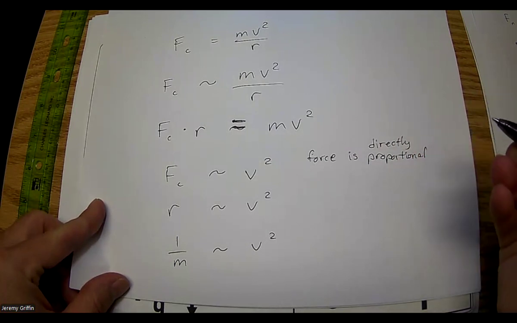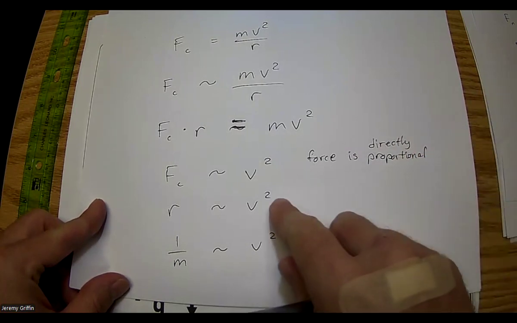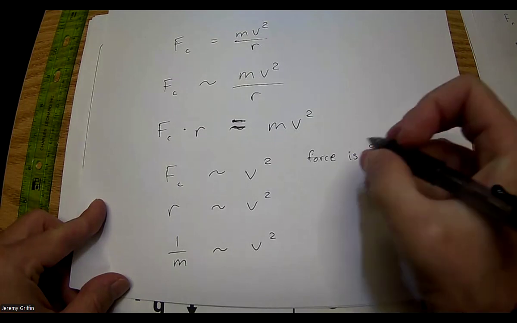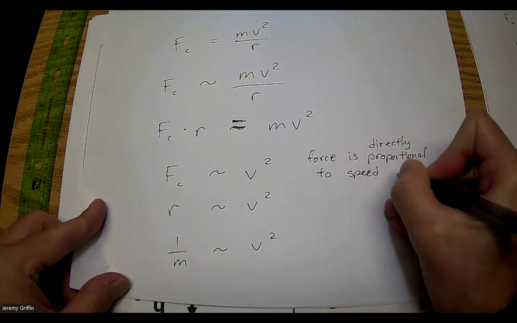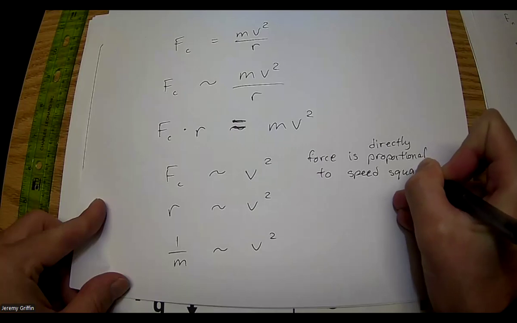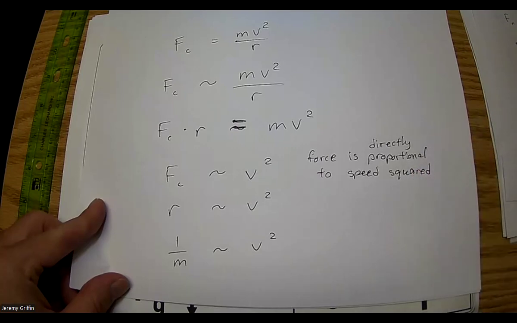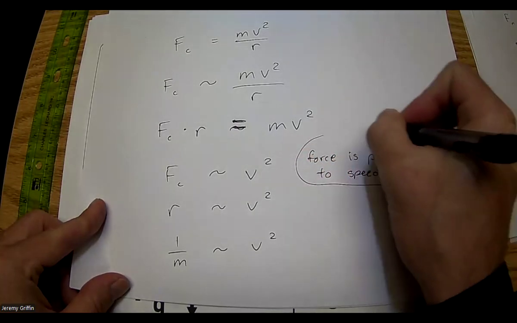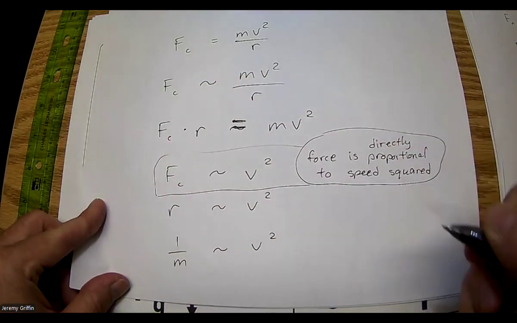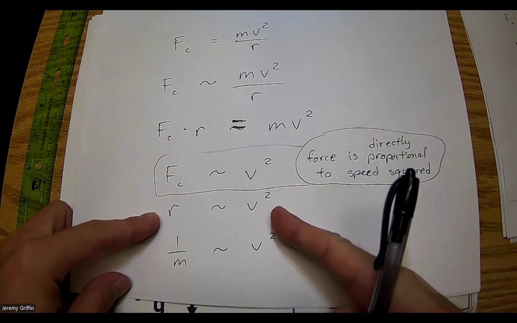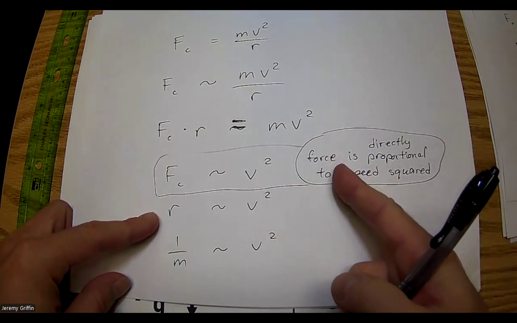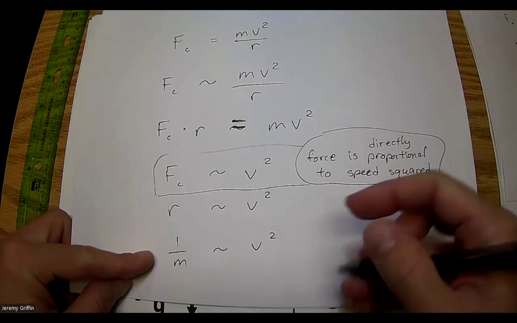Okay. Because directly proportional means if you double one, the other doubles, right? To speed squared, or the square of the speed, or however you say it. So that could refer to this one right here. This one could be radius is proportional to speed squared, which looks a lot like that. You just change out force with radius, and it looks like that. Right? How about this last one?